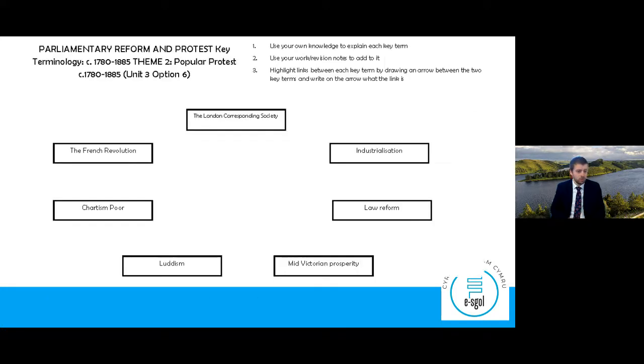A second example could be this: in terms of parliamentary reform and protest, looking at the key terminology in theme 2. Key terminology in this could be Luddism, Chartism, Paul, the French Revolution. Again, use your own knowledge to explain and define each key term, then use your revision notes, your work, to add to that definition, before again creating those links, drawing an arrow between the two and writing on that arrow what those links are. It helps tie it all together and helps you answer these questions.